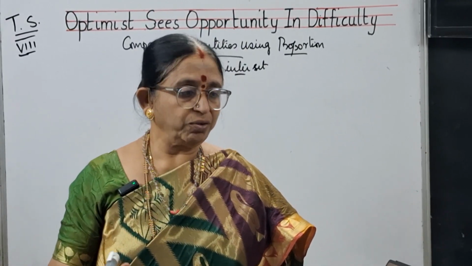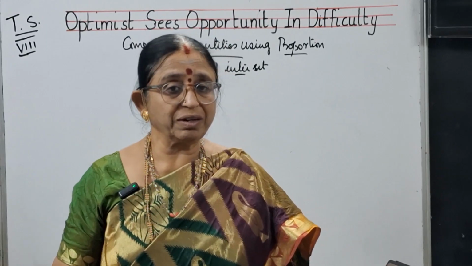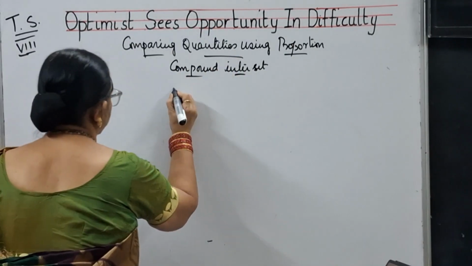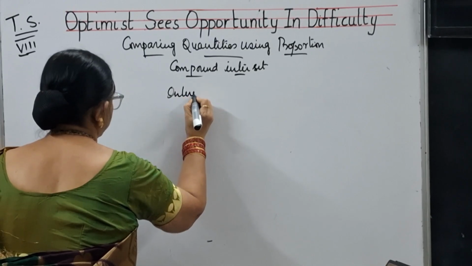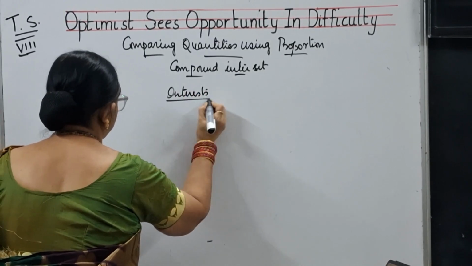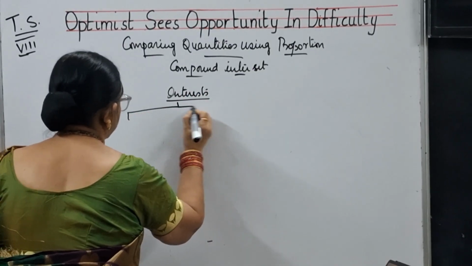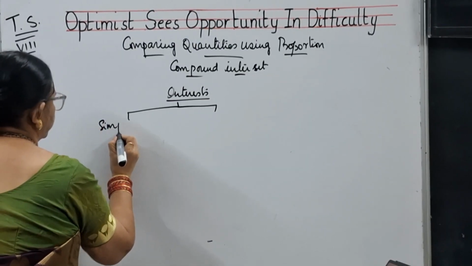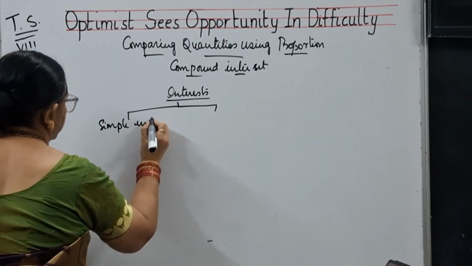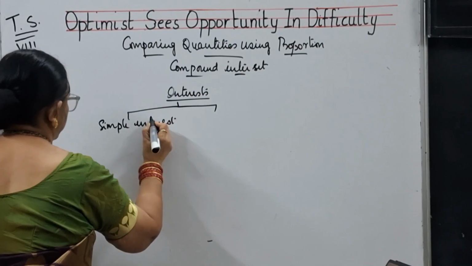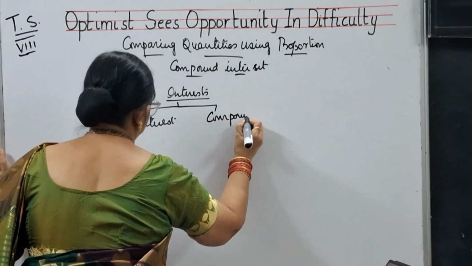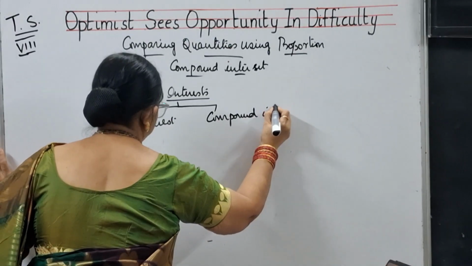So already we have got it in the previous class also. Interest is of two types. Whatever interest that we are talking about, these are of two types. One is called simple interest, and another one is compound interest.